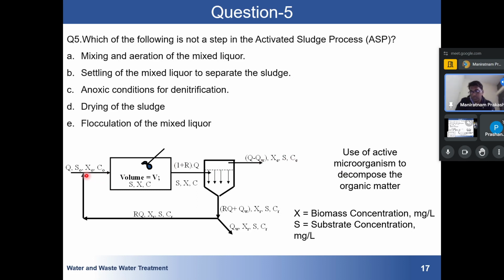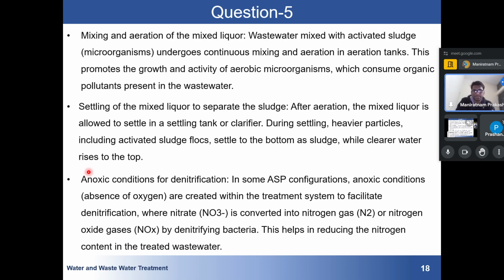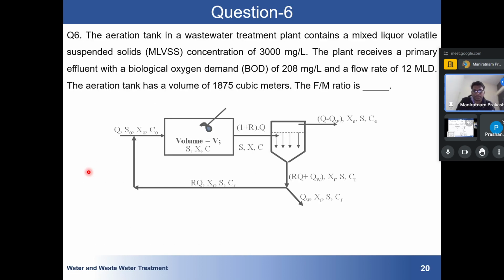Similarly, X naught is the initial biomass concentration, and X is the effluent biomass concentration. I hope you got what I am saying.